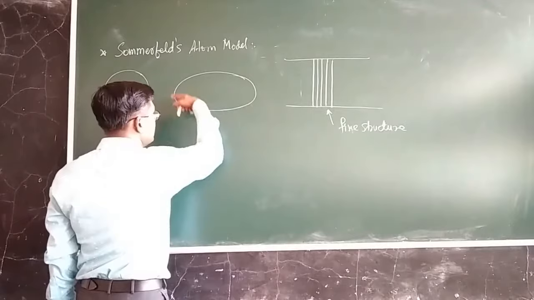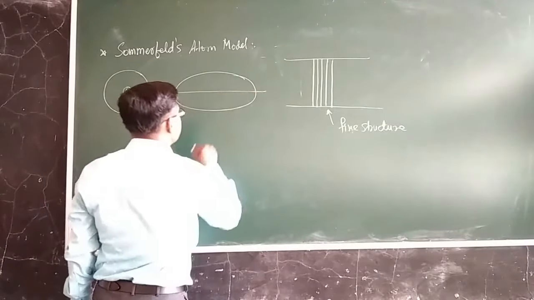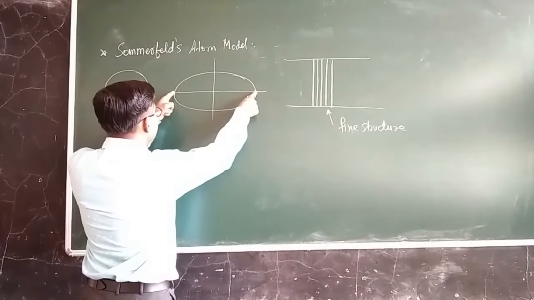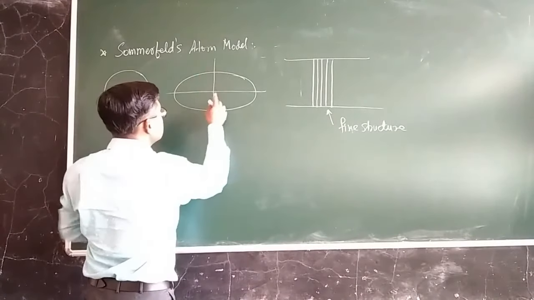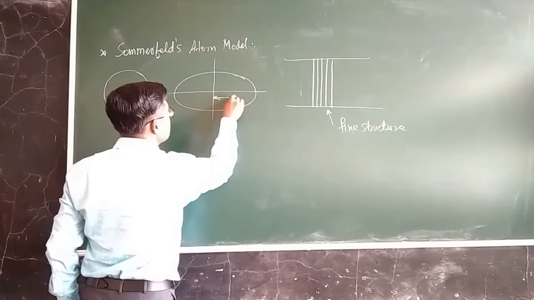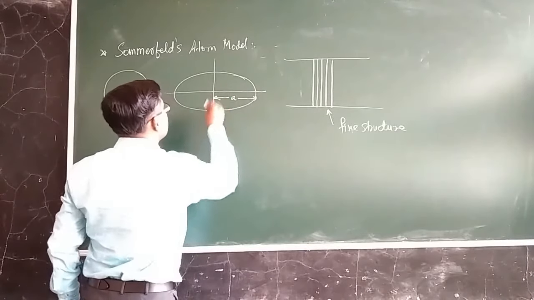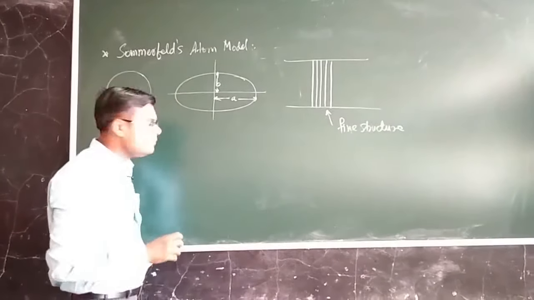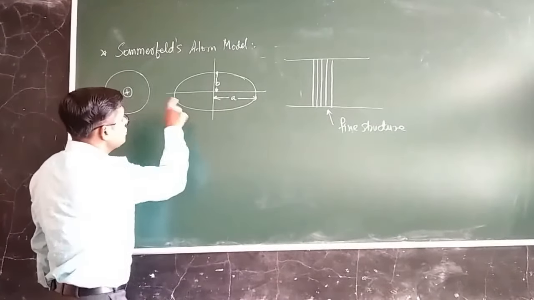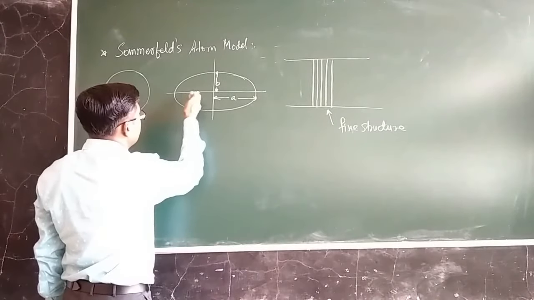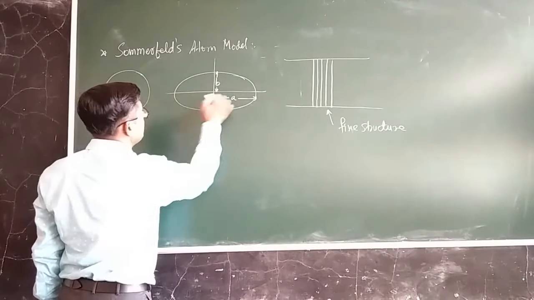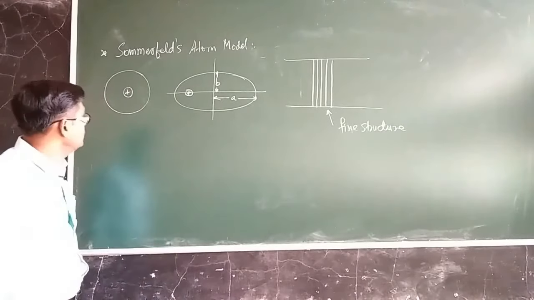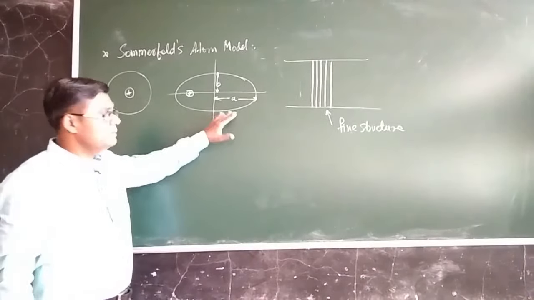Suppose this is the ellipse, so it will have a major axis and a minor axis. This is the complete major axis, and this is the complete minor axis. The length of the semi-major axis is denoted by A, and the length of the semi-minor axis is denoted by B. And where will be the position of the nucleus? It should be at one of the foci, either here or here. So let us assume that our nucleus is sitting here.